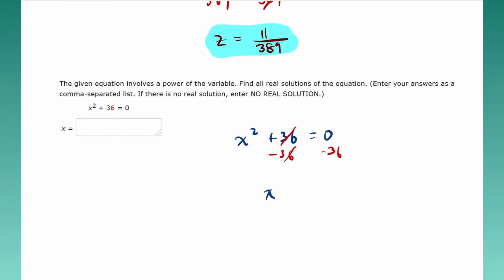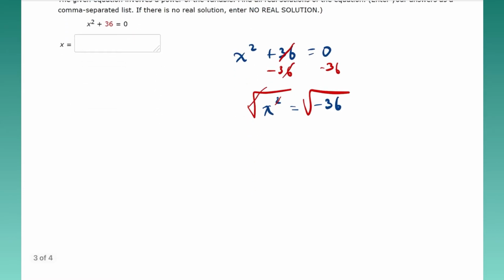And when you try to take the square root of a negative number, that's where you get an imaginary solution. So in this case, since they don't want us to consider that, they just want us to say no real solution. Whenever you're taking the square root or an even root of a negative number, you automatically get no real solution. There is a solution, but it's not real. It's imaginary.